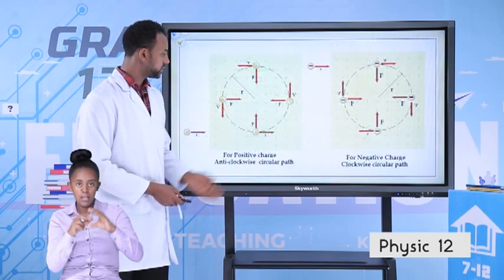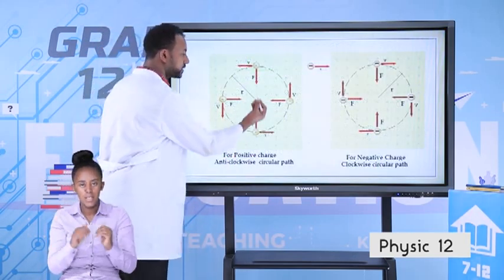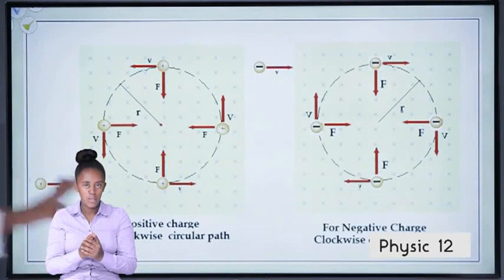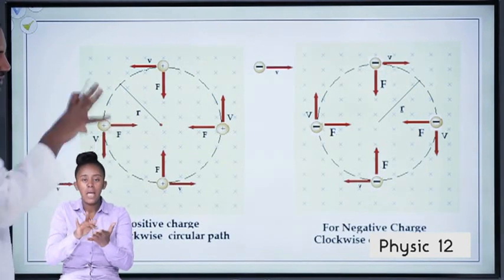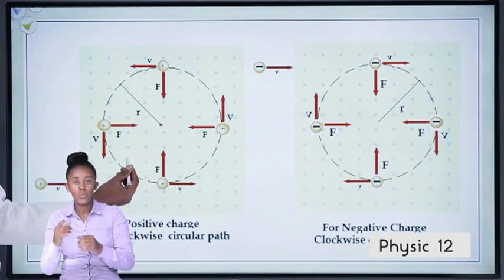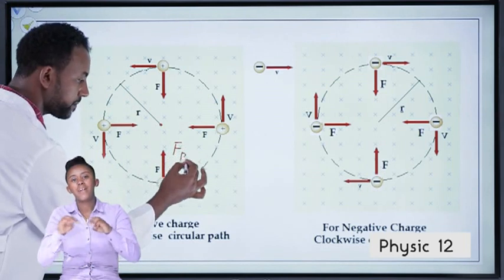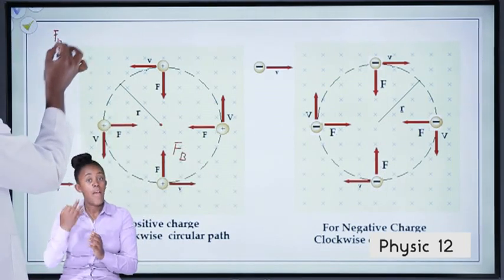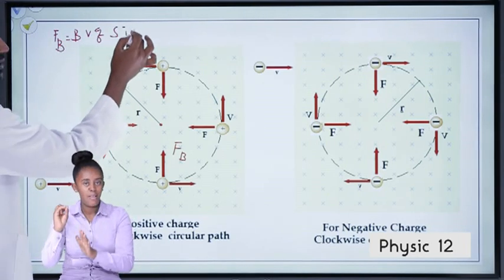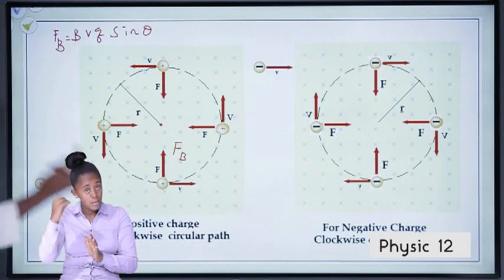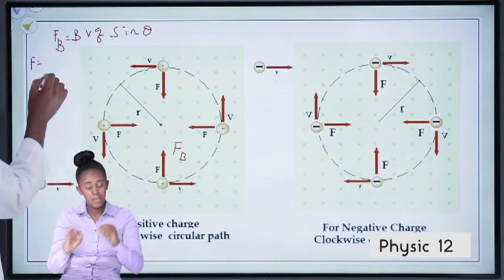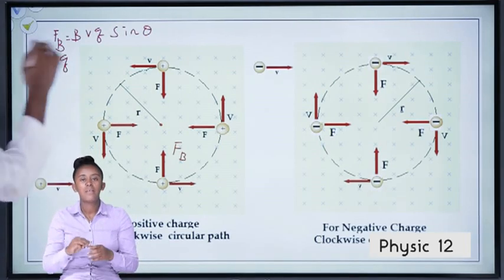How do we determine the radius? Look at here. The net force which acts towards the center is known as the centripetal force. So what is the net force exerted on this charged particle? The only force acting towards the center is the magnetic force, Fb. That magnetic force is given as bvq sine theta. Theta is 90 degrees in this case, therefore sine theta is 1. Therefore, the net force acting towards the center due to the magnetic field is bvq.